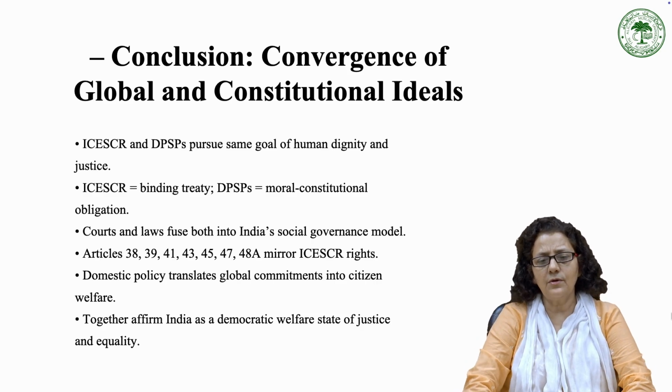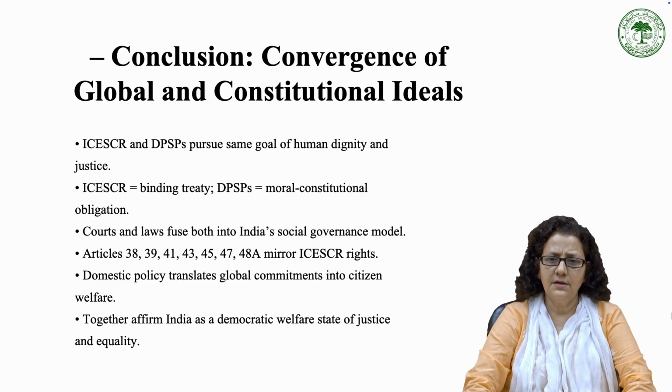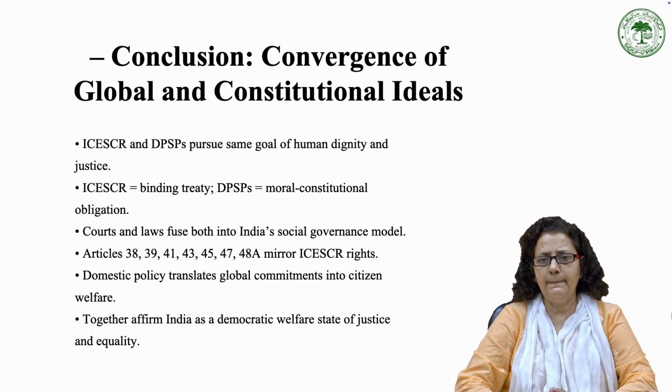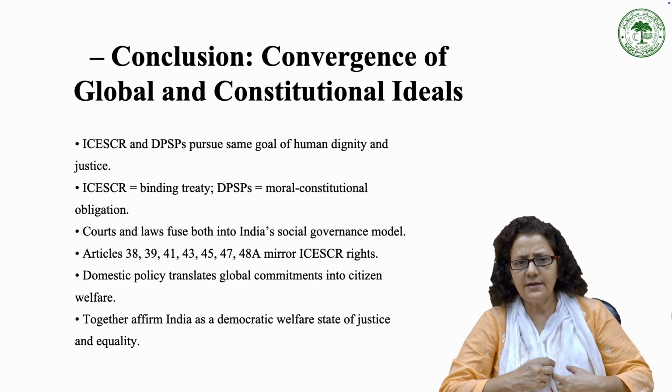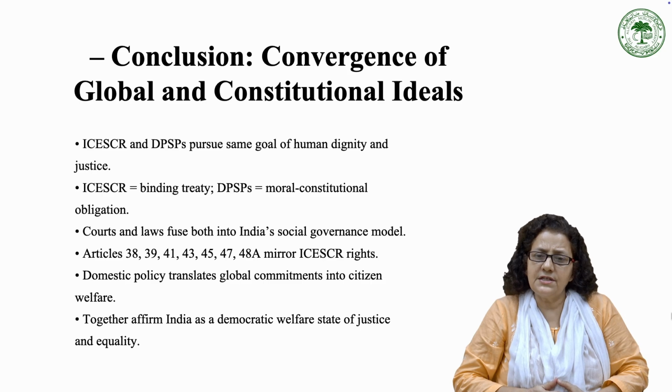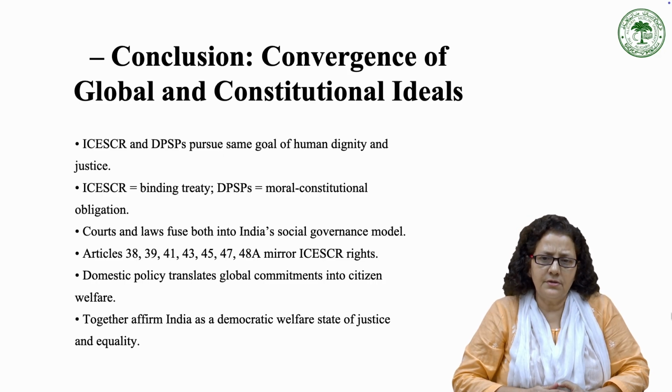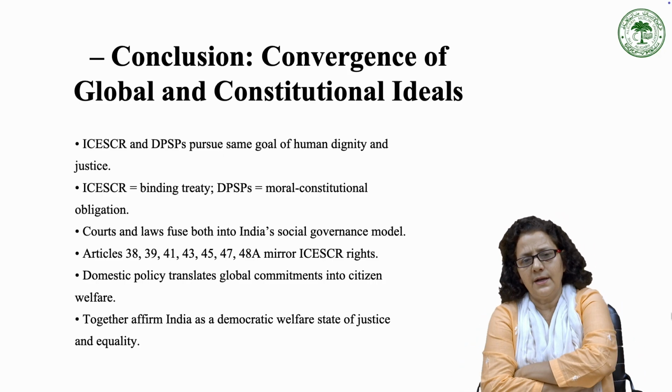Conclusion: convergence of global and constitutional ideals. The Covenant and the DPSPs together represent two dimensions of the same ideal. The purpose is the same: realization of human dignity through social and economic justice. While the Covenant functions as a binding international treaty, the DPSPs serve as the moral and constitutional framework guiding national policy. Judicial interpretation and legislative initiatives have effectively integrated these two systems, making social and economic rights a central part of Indian constitutional governance. Through Articles 38, 39, 41, 43, 45, 47, and 48A, India's Constitution mirrors almost every substantive provision of the International Covenant on Economic, Social, and Cultural Rights.